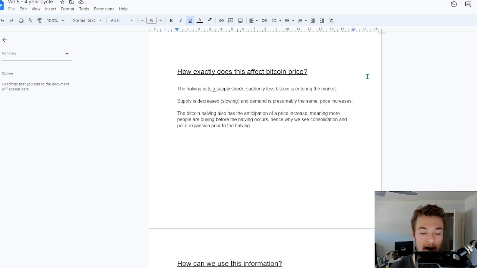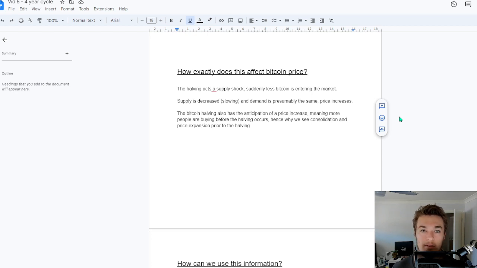So I've got written here, the halving acts as a supply shock. Suddenly less Bitcoin is entering the market. So that's what I was saying just before. There's not actually less Bitcoin on the market, but miners and everyone who was previously probably selling their Bitcoins to make a profit and whatever else, suddenly there's a whole lot less getting put onto the markets to be sold in order to fund their mining operations and whatever else. And it kind of creates a supply shock.